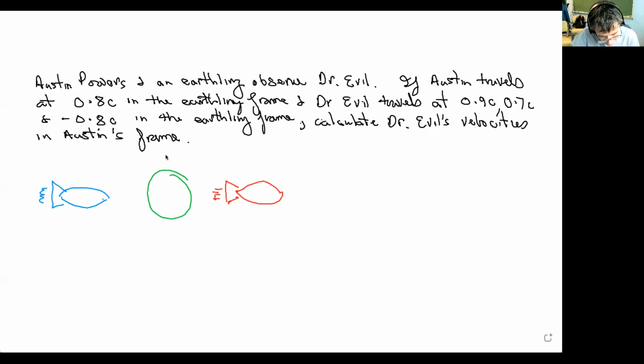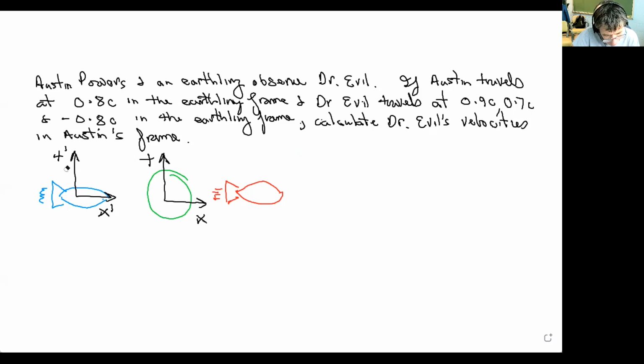So there's two frames of reference I want to sketch. There's the Earthling frame of reference. I'm going to call that the unprimed frame of reference. I'm going to label the position coordinate X and the time coordinate T. Then there's Austin's frame of reference. I'm going to call that the prime frame of reference. I'm going to label the position coordinate X prime, the time coordinate T prime.